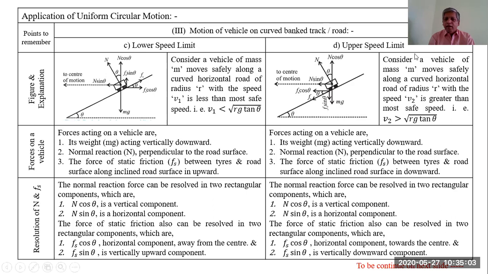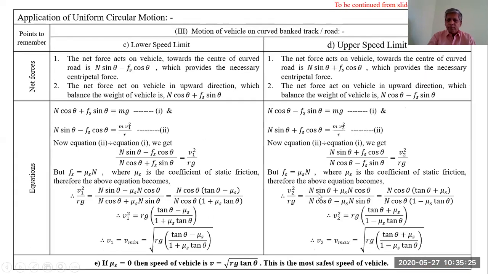And the vertical component of normal reaction is N cos theta, which is vertically upwards, and the vertical component of force of static friction is downwards. Therefore, the net force is N cos theta minus fs sin theta, that balances the weight. That can be explained in the next slides here.